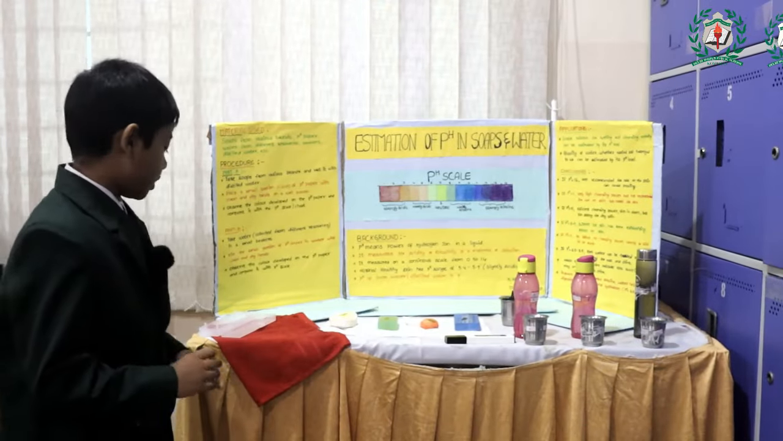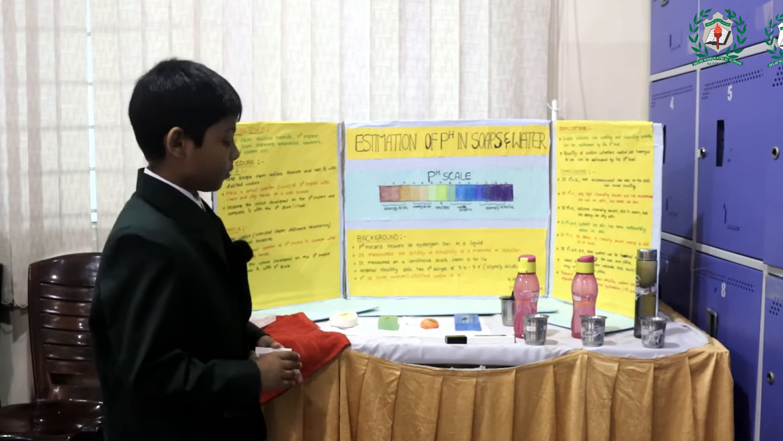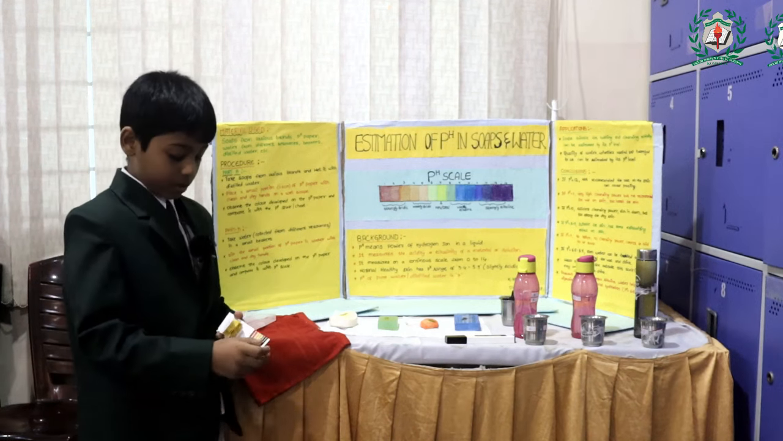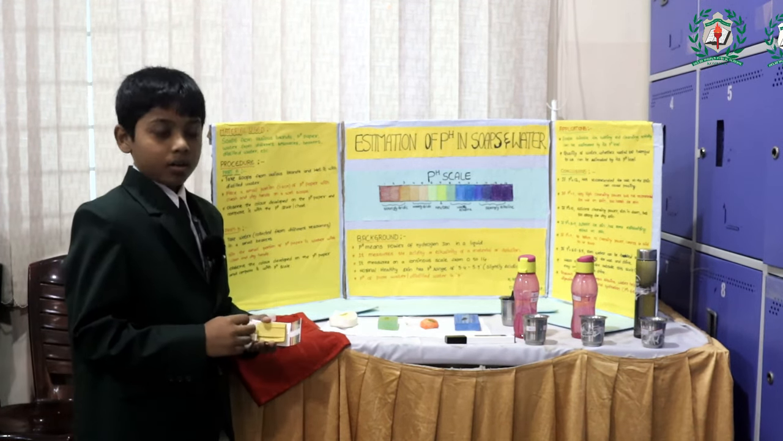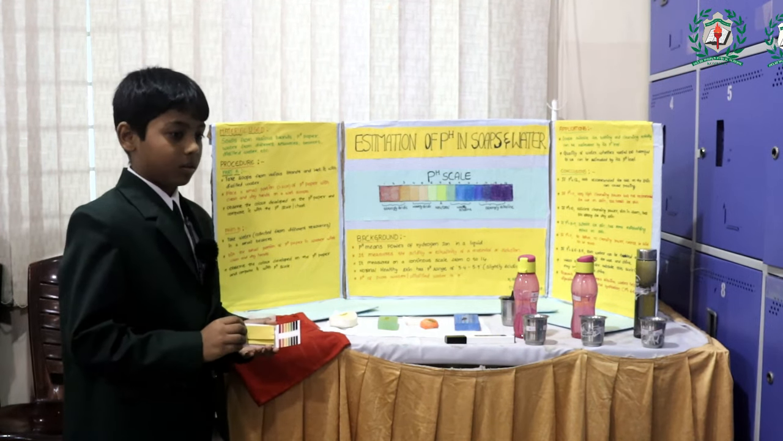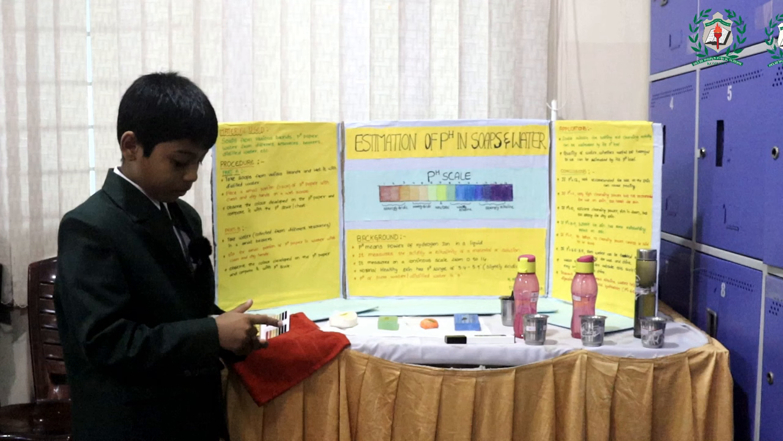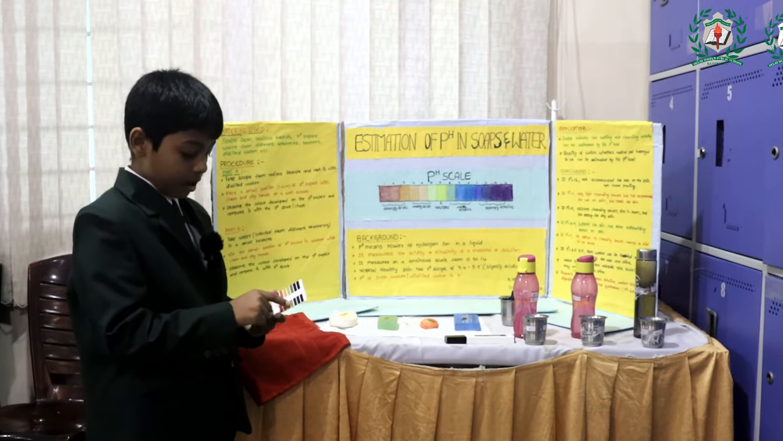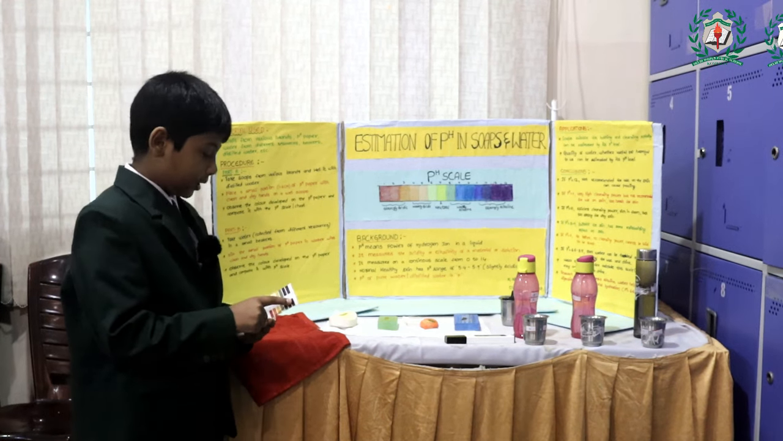Good morning, dear friends. Here I'm going to explain which soap and which water is good for our health with the help of pH paper. This pH paper tells whether the material or solution is acidic, alkaline or neutral. The pH scale ranges from 1 to 14. 1 to 6 is acidic, 7 is neutral, 8 to 14 is alkaline.